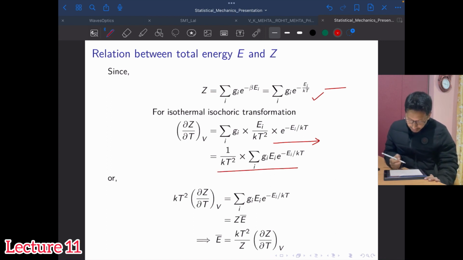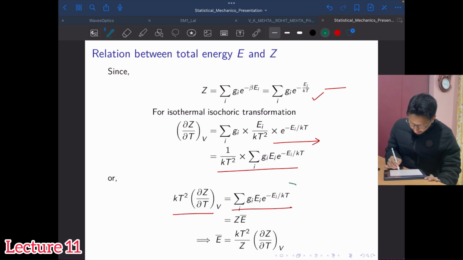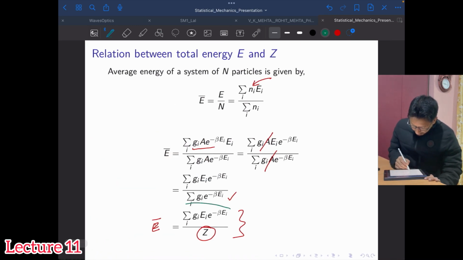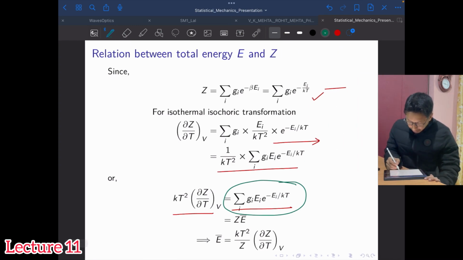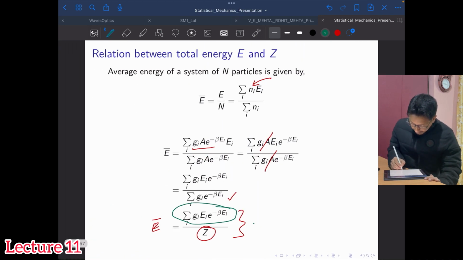Okay, so if I take this kT square to the left hand side, I will have this, and then again this. So this particular expression, this one with the green, was in the numerator of this expression, so this is the same expression. So if I substitute for this expression, from here I can write this numerator, sum over i g_i E_i e to the power minus beta E_i, so this is equal to what?